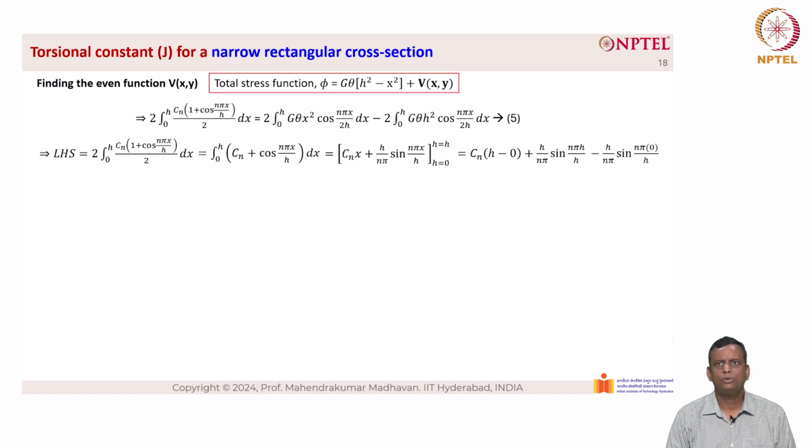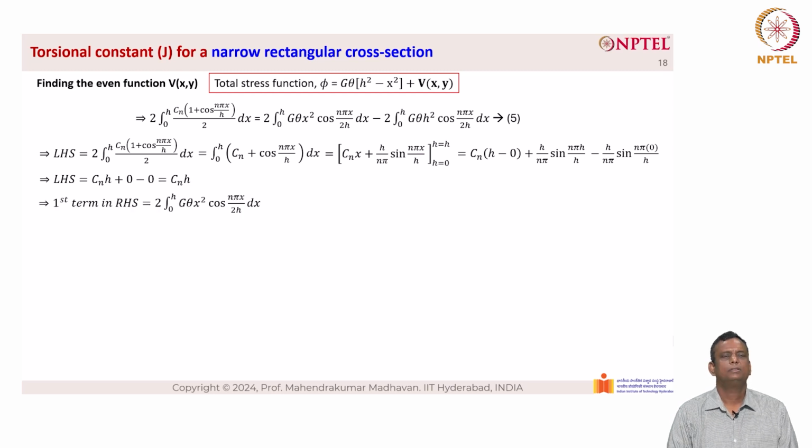When we do so, we have Cn into h minus 0 plus h by n pi into sin n pi h by h minus h by n pi into sin n pi 0 by h. So both these terms are 0 because sin n pi is 0 as well as sin of 0 is 0. So this gives us the value LHS is equal to Cn into h. So the first term in RHS is given as 2 into integral 0 to h of g theta x square into cos n pi x by 2h into dx.